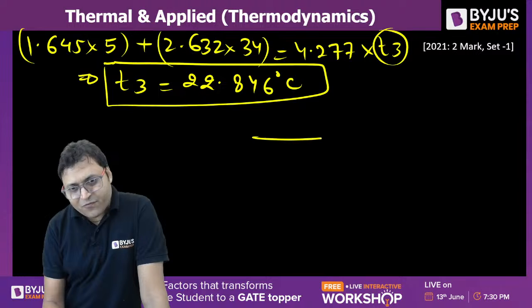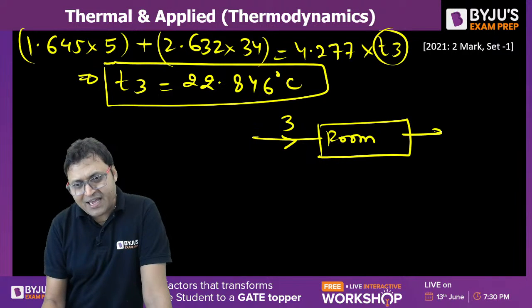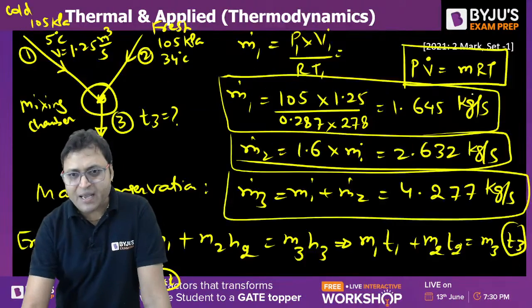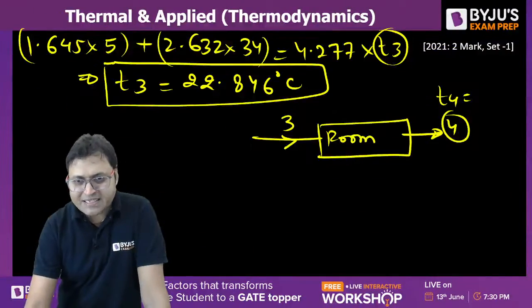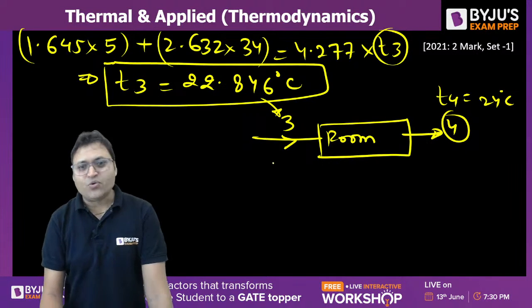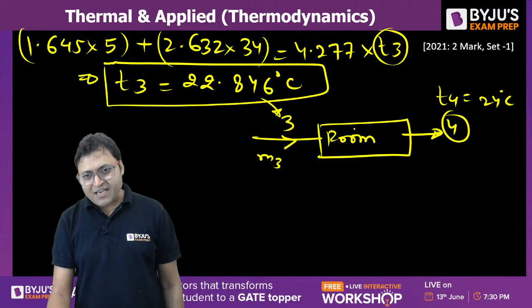Now, from point 3, there is a room and there is point 4, let us say. What is the value of T4? The outside temperature is given as 24 degrees Celsius, and T3 is this. So can we say it is M3 which is entering?